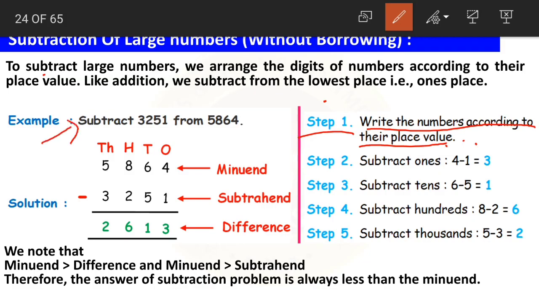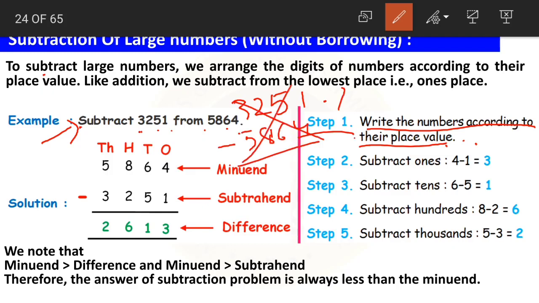Now let us read the question first. Subtract 3,251 from 5,864. Now what should I do? Should I write like this? 3251 minus 5,864? Is this the correct way of writing?